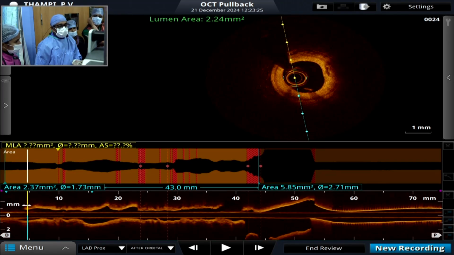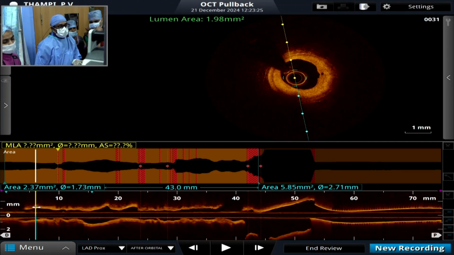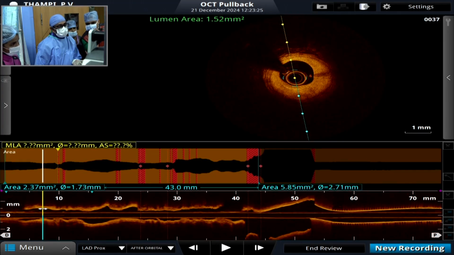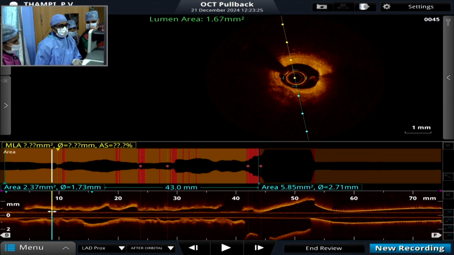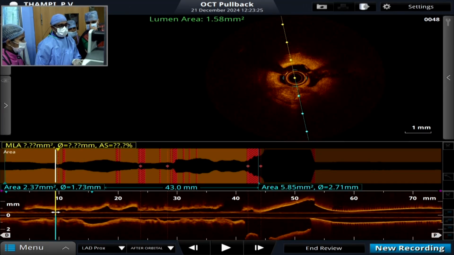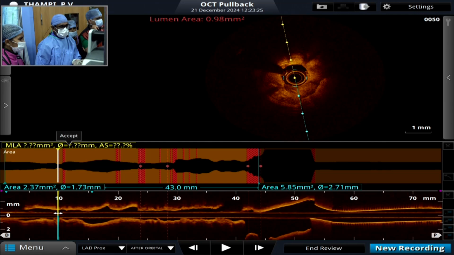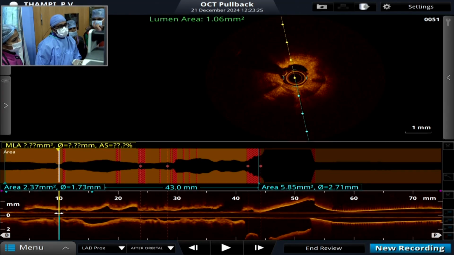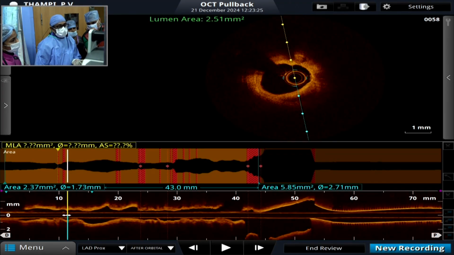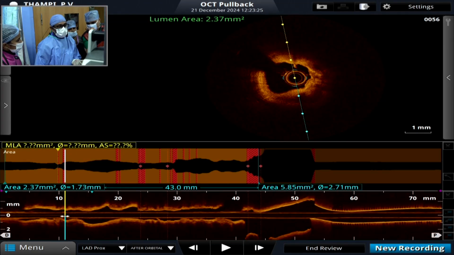Now this is more of fibrotic plaque, a speck of calcium at 2 o'clock position. As we come more proximally, this is more of fibrotic, no lipids at all. Huge amount of fibrotic tissue, some calcification at 6 o'clock position. 6 o'clock, 5 o'clock position, there is calcification. You are seeing some small microthrombi there.